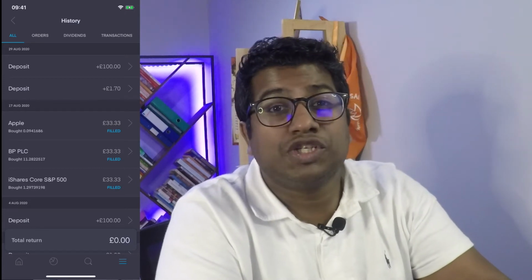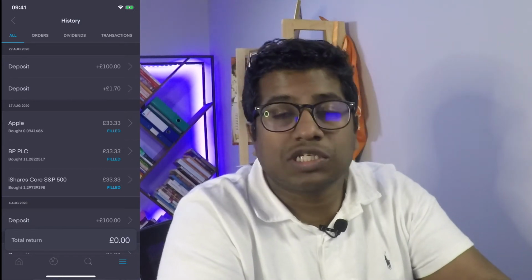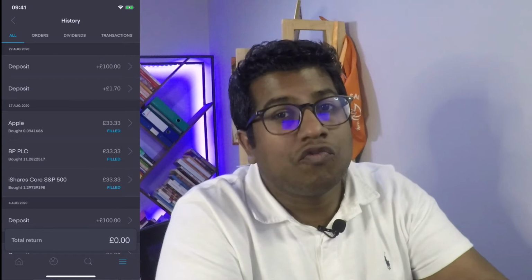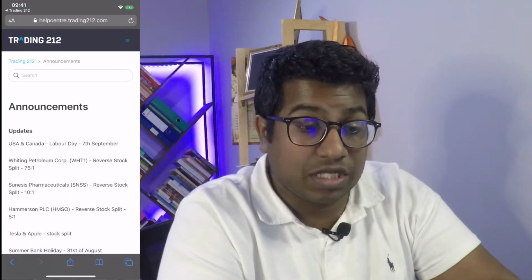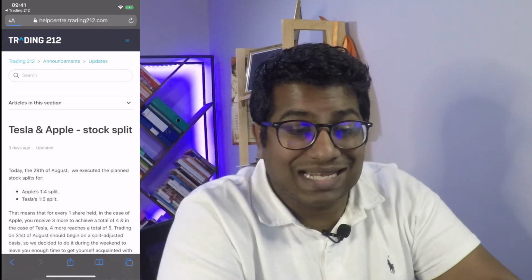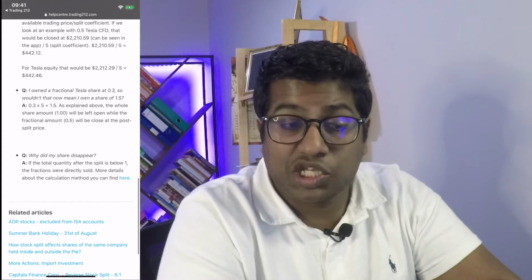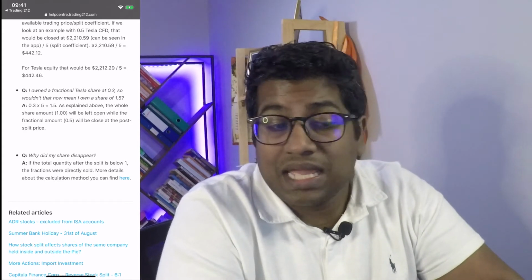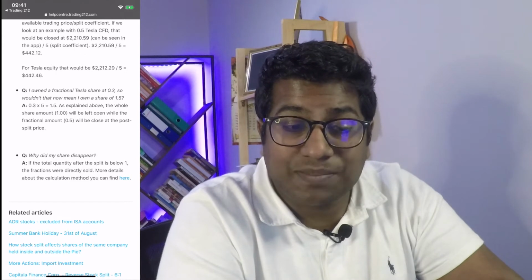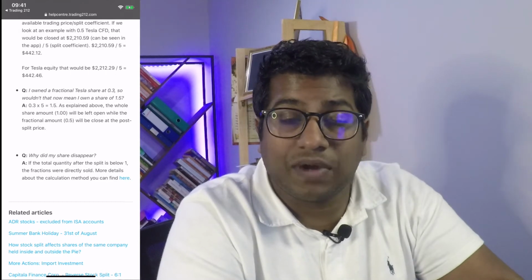Now obviously this is pretty stupid on my front, because there are many other ways to work out how stock splits work in Trading 212 rather than actually gambling my money. For instance, if we go into the announcements for Trading 212, we can see Tesla and Apple stock split here. And if we scroll right down to the bottom, we can see in this Q&A, why did my share disappear? And it basically says that if the total quantity after the split is below 1, the fractions were directly sold. And more details about the calculation method you can find here.